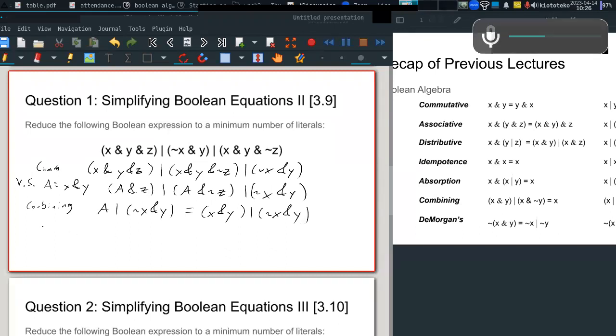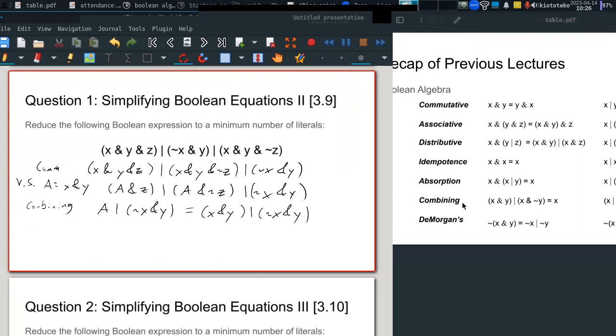And combining again, because again we have this expression where only one of the literals changes, like is complemented. We can see combining here, only one literal is changing. So let's try doing this, combining. So we only get Y. And that's the result.